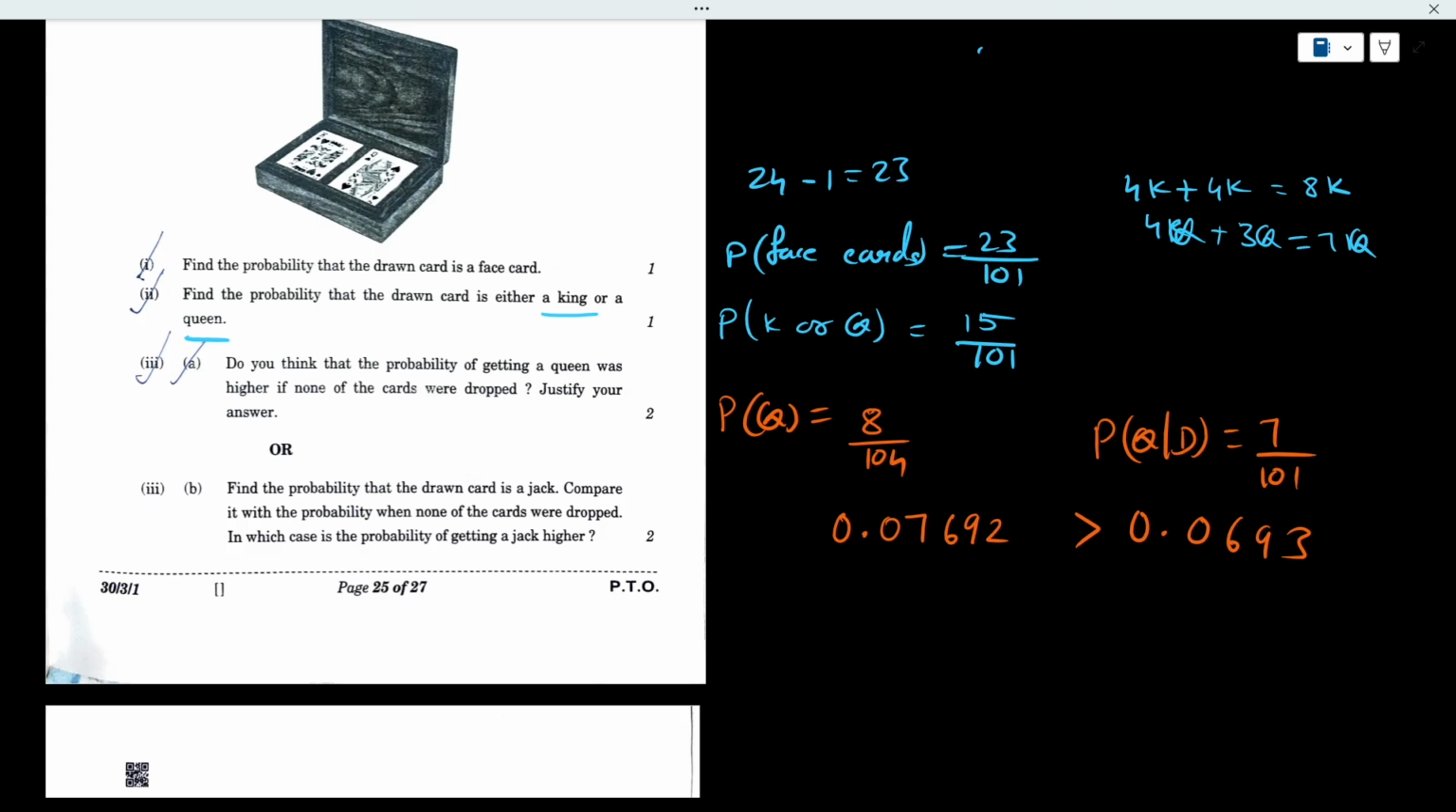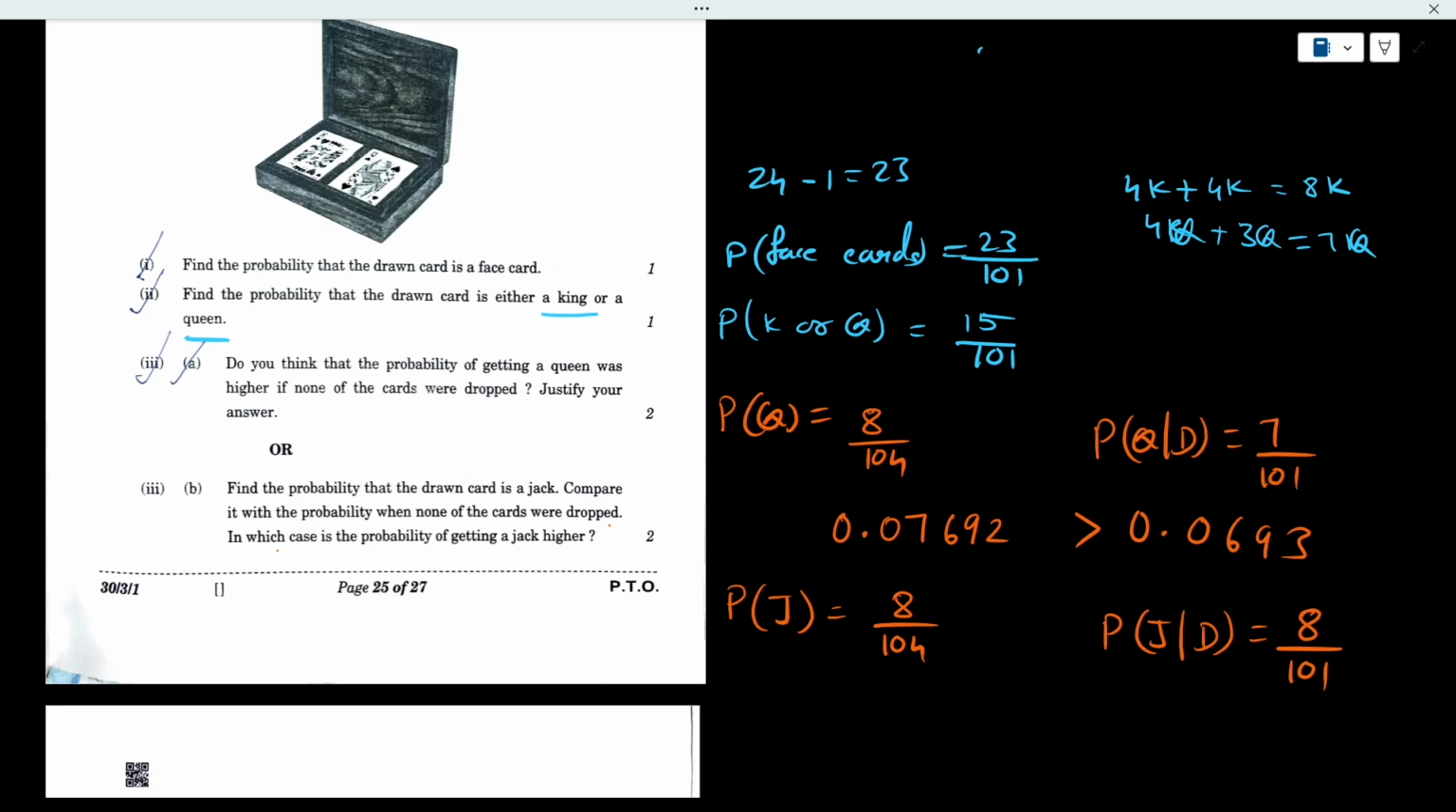Now the next one, what is given here? Find the probability that the drawn card is a jack. Compare it with the probability when none of the cards were dropped, in which case is the probability of getting a jack higher? Now how many jacks are there? Total 8. So if none of the cards are dropped, 8 by 104. Now when it is dropped, because only a queen card is dropped, the number of jacks is the same, which is 8, but the total number of cards decreases.